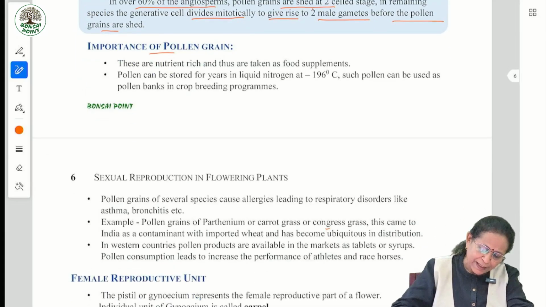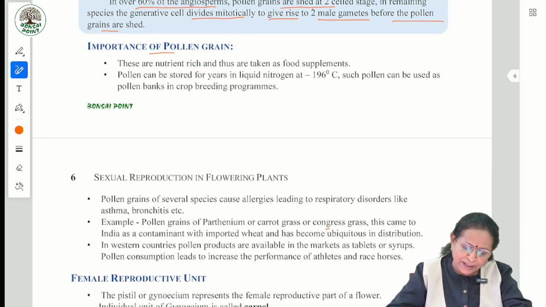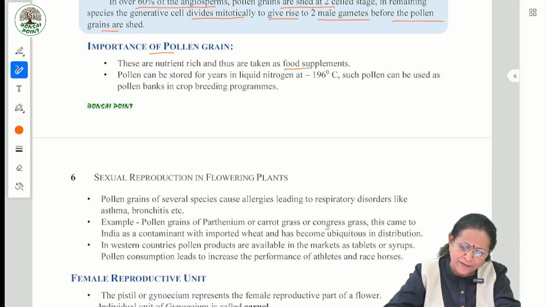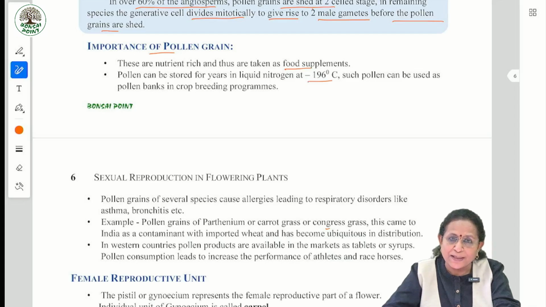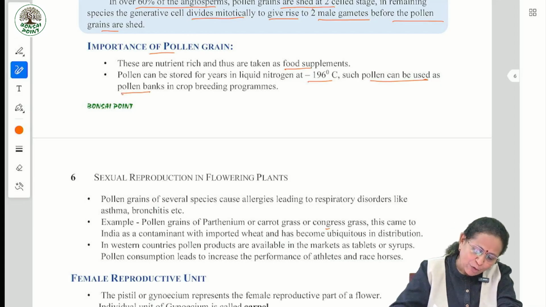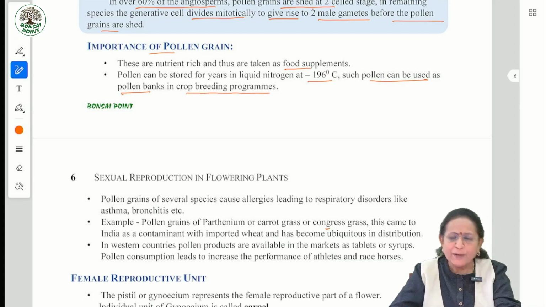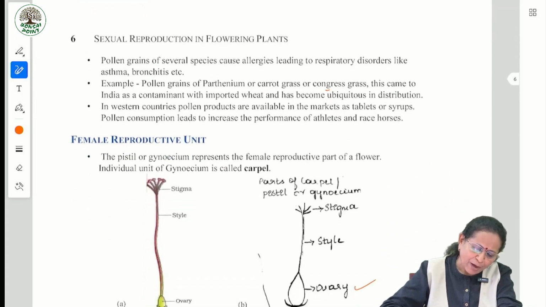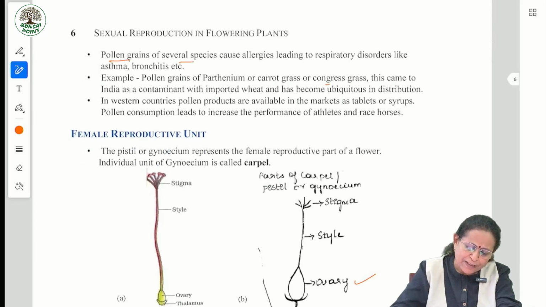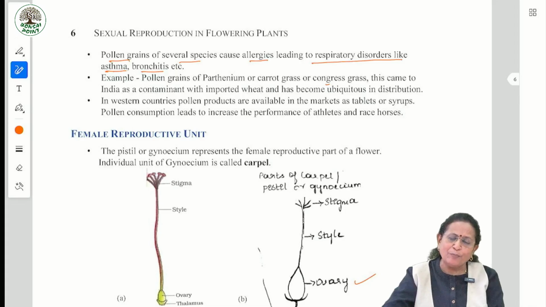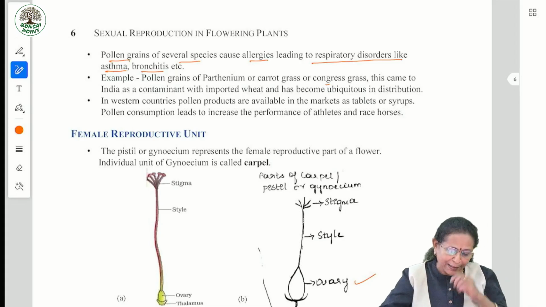Importance of pollen grains. They are rich in nutrients and thereby they are taken as food supplements. Pollen grains are stored for years together in liquid nitrogen, that is at minus 196 degrees centigrade. Such pollen can be used as pollen banks in crop breeding programs, in the sense that they can be used in large amounts. Pollen grains of several species cause allergies leading to respiratory disorders like asthma and bronchitis. So, what is the significance of pollen grain? It has both advantages and disadvantages.